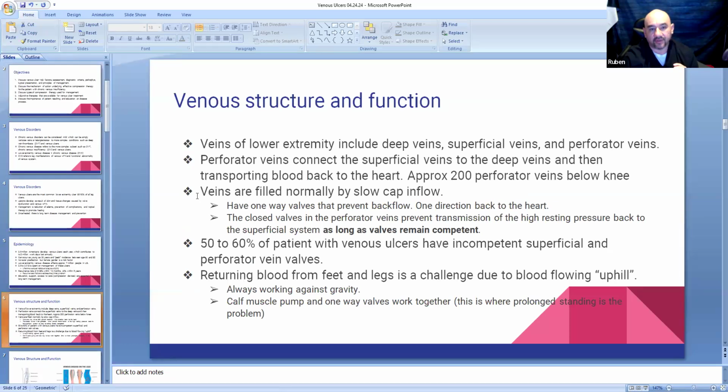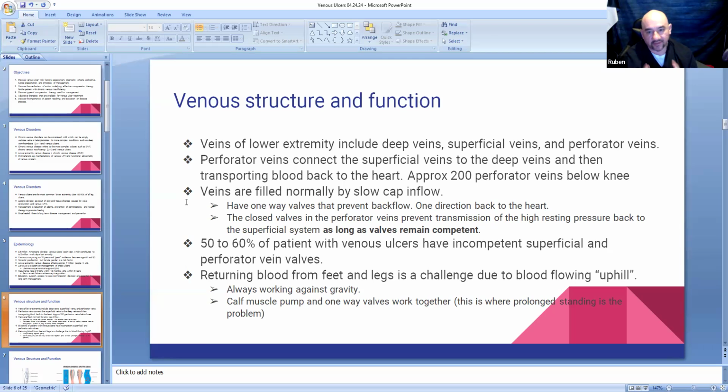So the venous structure and function: the veins of the lower extremity include deep veins, superficial veins, and perforator veins. These perforator veins, I have a picture on the next slide, so you'll have a visual on there. But they connect the superficial veins to the deep veins, and then transport blood back to the heart. There's approximately 200 perforator veins below the knee, and these veins are filled normally by slow capillary inflow. They have one-way valves that prevent backflow, so the blood doesn't pool back into the legs. It's able to keep working its way up. This is in a normal physiology, not in a disease process.